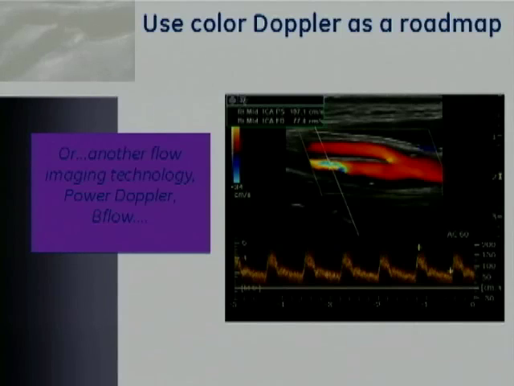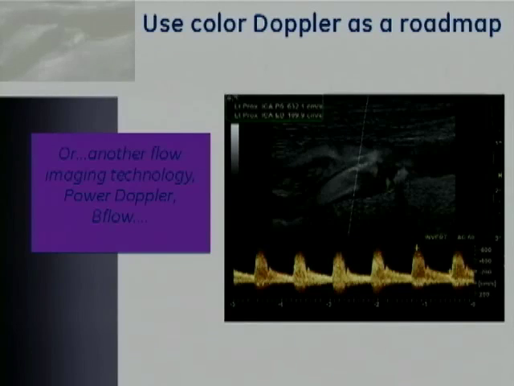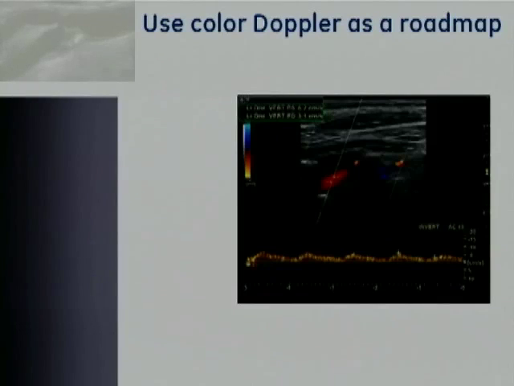We could also use power Doppler, just looking at the anatomy of the residual lumen and using that to guide our Doppler sample volume, or B-flow, or other flow imaging tools. The point is that the flow imaging tools are very useful for us, and they can provide a roadmap for placement of the Doppler sample volume.